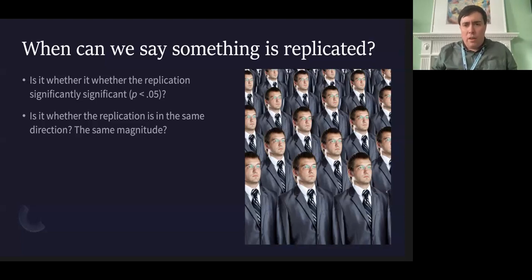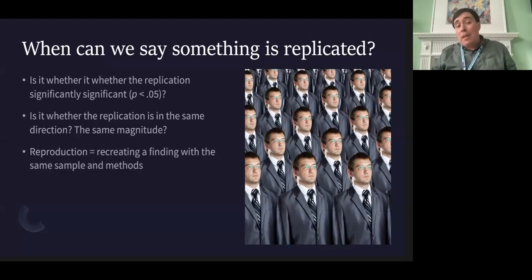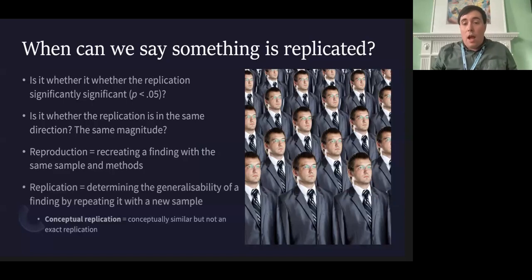Something I want to differentiate here is between what I consider reproducibility and replicability. So for me, a reproduction is recreating a finding with the exact same sample and the exact same methods, while a replication, I would consider more to be determining the generalizability of a finding by repeating it in a new sample. A conceptual replication is when it's conceptually similar, not exact. I personally think what most people call replications are really conceptual replications. You might not agree with these definitions, and that's fine, because it turns out not a lot of people agree on what a replication is to begin with.